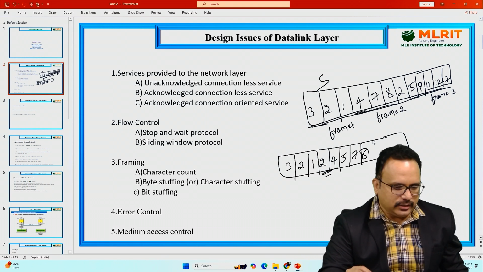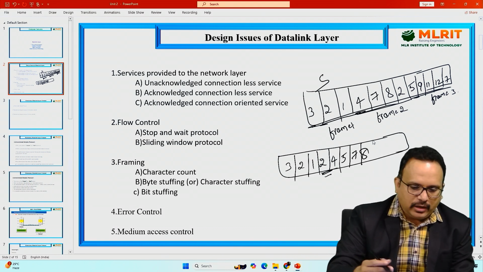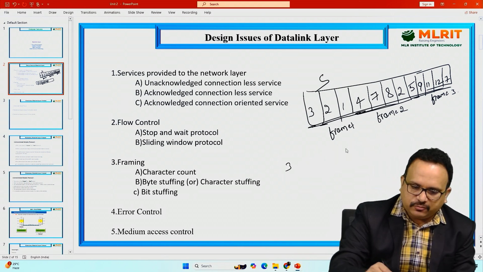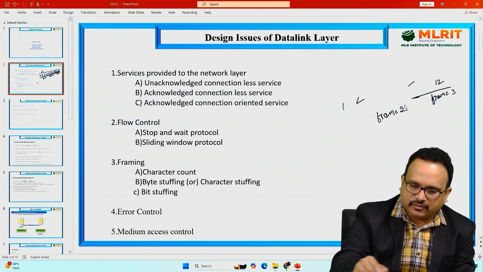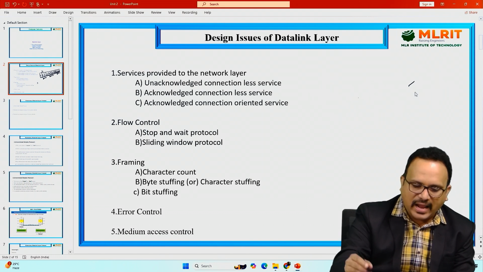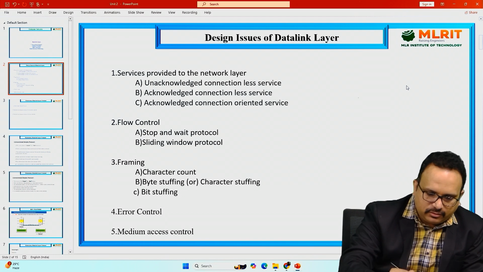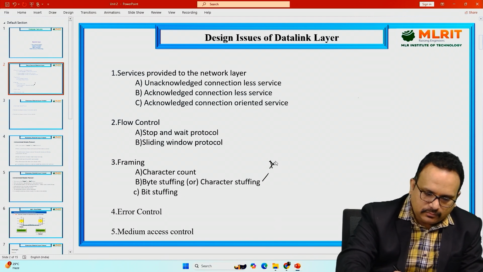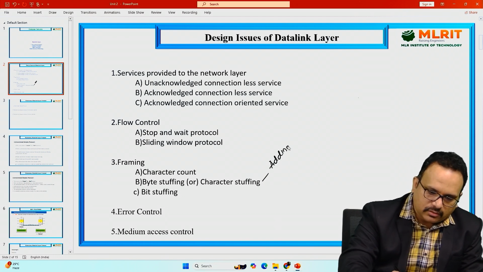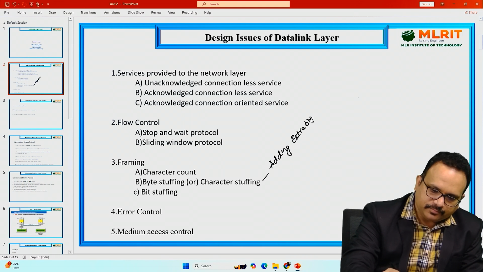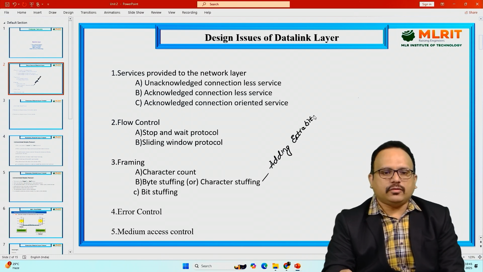And the next one is byte stuffing or character stuffing. So what is byte stuffing or character stuffing? Stuffing means adding extra bits. So how will the frame be?